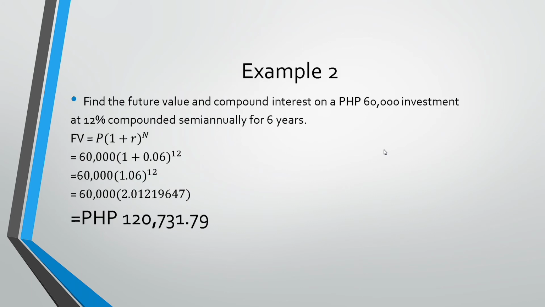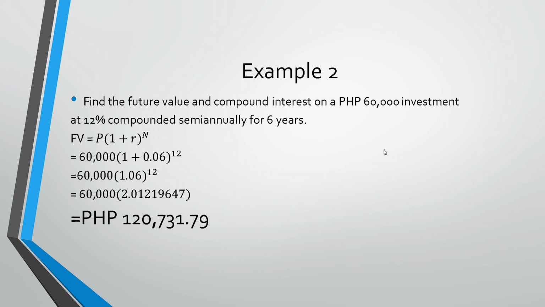Find the future value and compound interest on a 60,000 pesos investment at 12% compounded semi-annually for 6 years. Okay, again, the formula is FV is equal to principal multiplied to 1 plus period interest rate raised to the number of years. Okay, so the value of P is 60,000 multiplied to 1 plus 0.06 raised to 12. Why 0.06? Because 12% divided by semi-annually, which is equal to 2, we will have 6%. And convert it into decimal form, we will have 0.06.